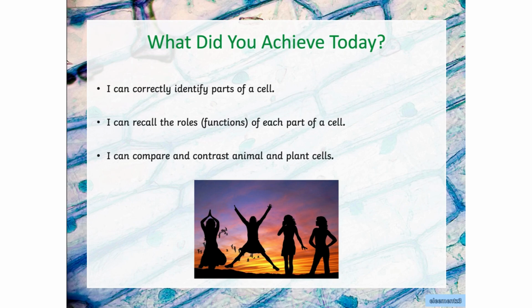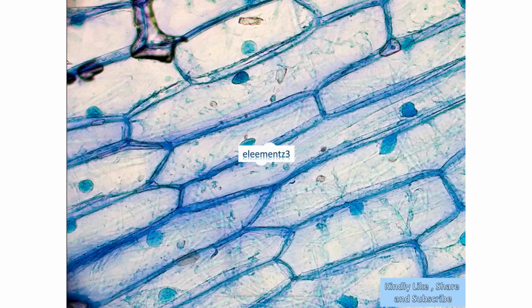So, what did we achieve today? I can correctly identify parts of a cell. I can recall the roles and functions of each part of a cell. I can compare and contrast animal and plant cells.